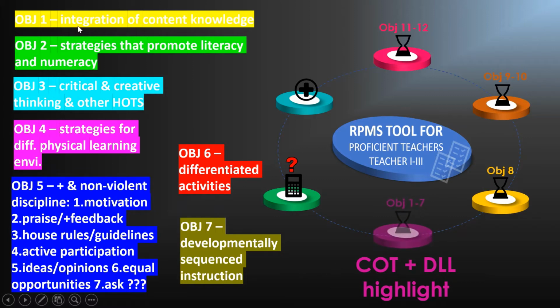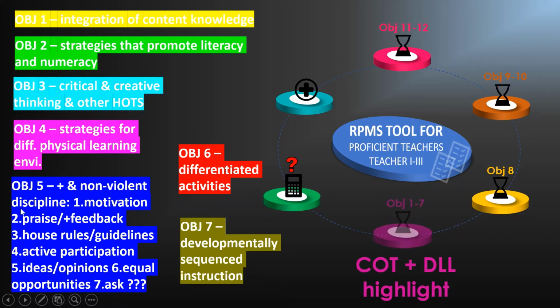Okay, so for objective number 1, just highlight the integration of content knowledge. Okay, and for objective number 2 naman, highlight natin with another color yung strategies that promote literacy and numeracy. For objective number 3, highlight all the critical and creative thinking and other HOTS, activities, and questions. Okay, using another color of the highlighter, highlight objective number 4. These are the strategies for different physical learning environment.